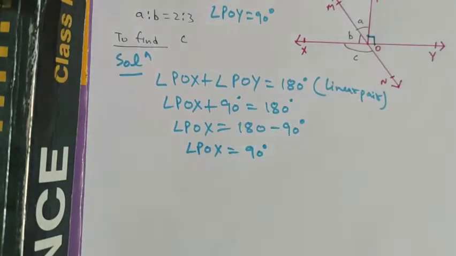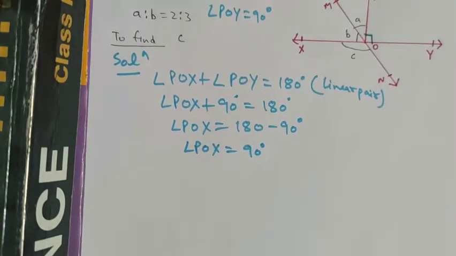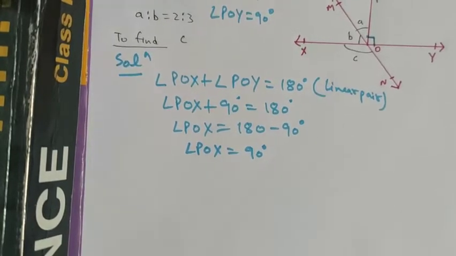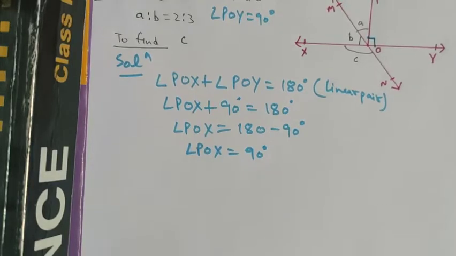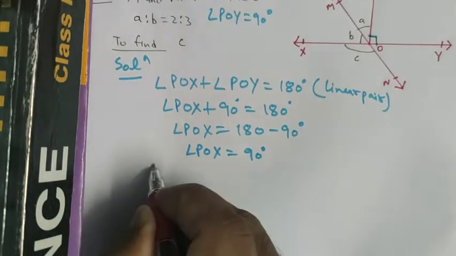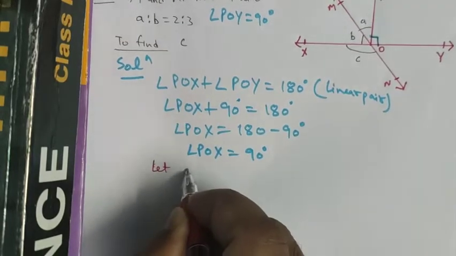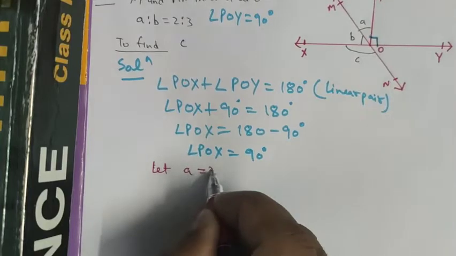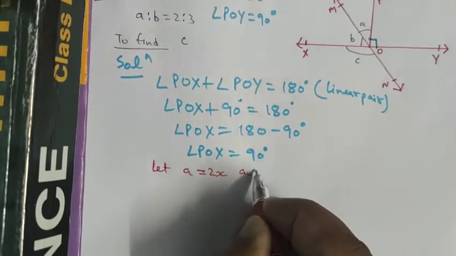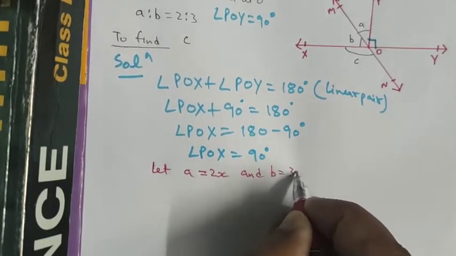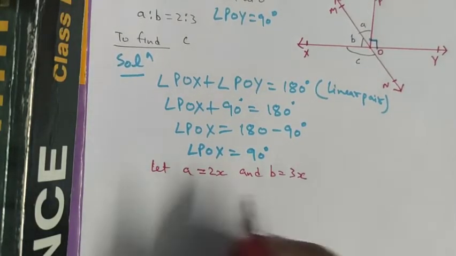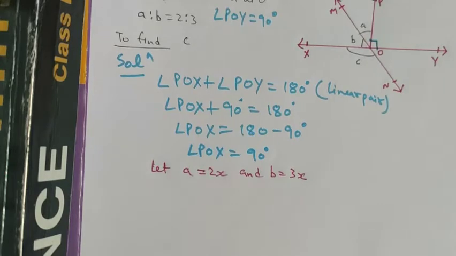Now what is angle POX? Angle POX is basically A plus B. Now since the ratio is given, A is to B equals 2:3, so we will assume A equals 2x and B equals 3x. So then what will be the value of, and we know that angle POX is what?